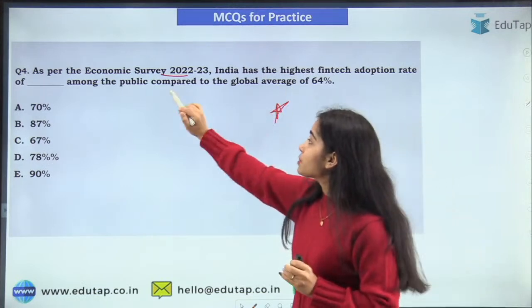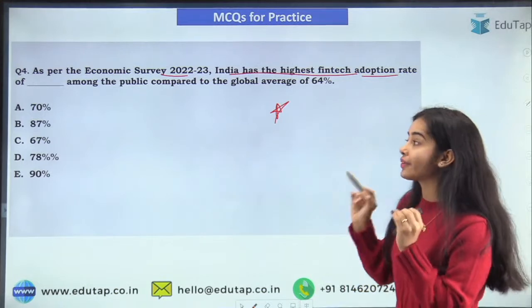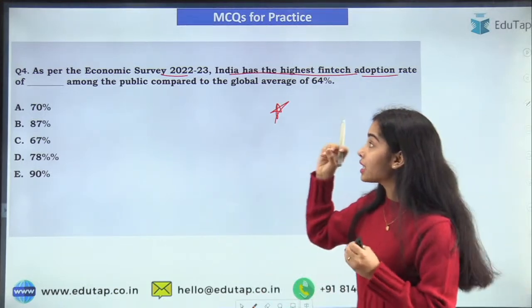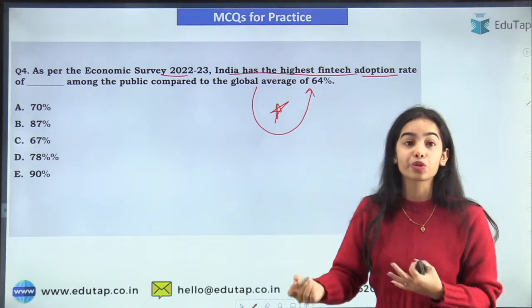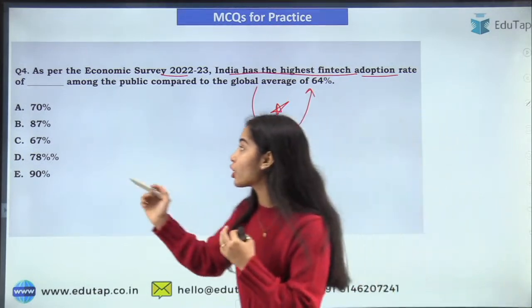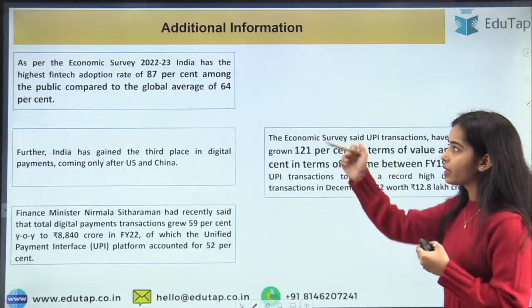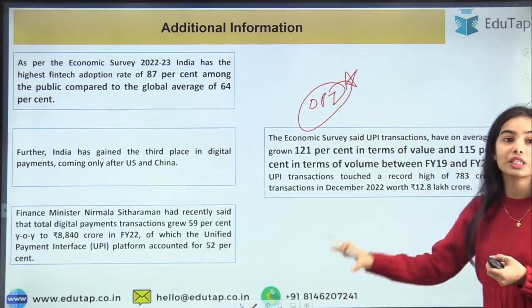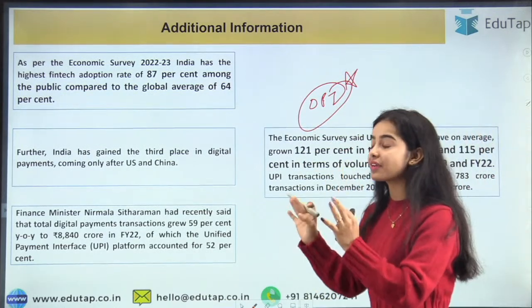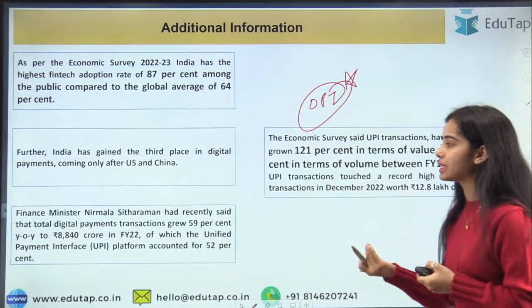As per the economic survey 2022-23, India has the highest fintech adoption rate in the world. You can see the global average for fintech adoption is 64%, but in our country the fintech adoption rate is 87%. During the digital payment index session, I gave you all of this additional information that is very important to understand and remember, and I hope that you remember these percentages very well.